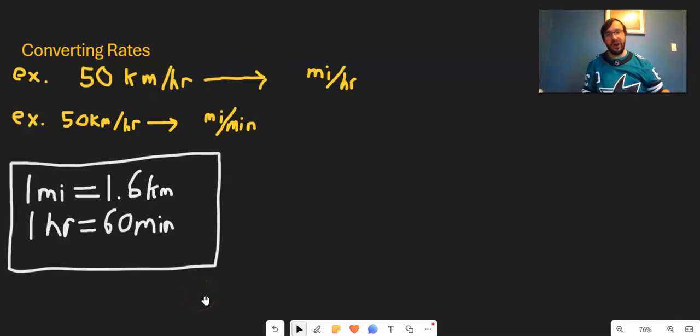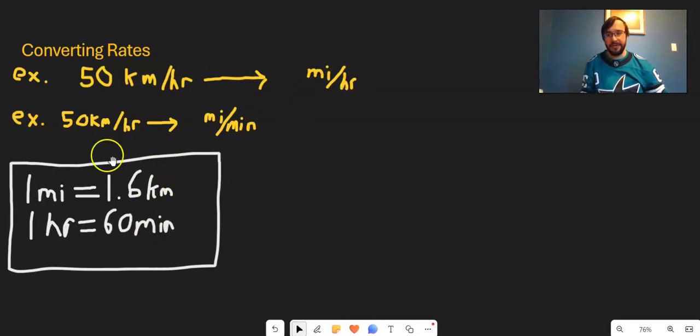But first, let's look at a really common conversion that we see: kilometers per hour to miles per hour. You might have noticed in Canada, when we're driving, we do everything by kilometers per hour, but in the States, they do speed by miles per hour. So this is a pretty useful conversion, especially for driving. Let's convert 50 kilometers per hour into miles per hour, and then we'll do that second one right after.